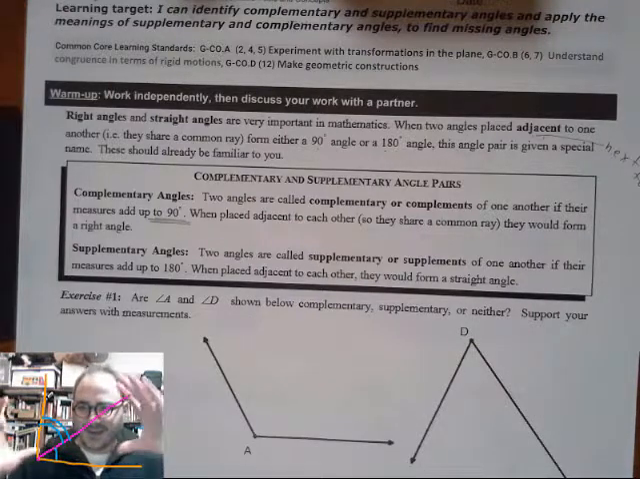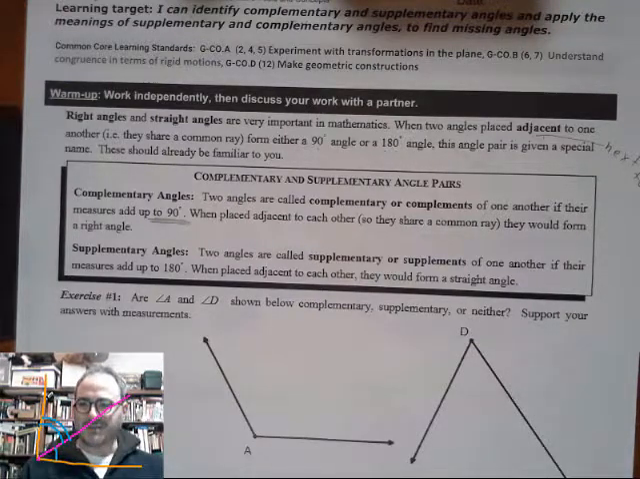I know my camcorder screen is kind of small there, so maybe the diagram looks pretty small in the corner, but I hope that makes sense. These two angles here are complementary. These two angles here are complementary.